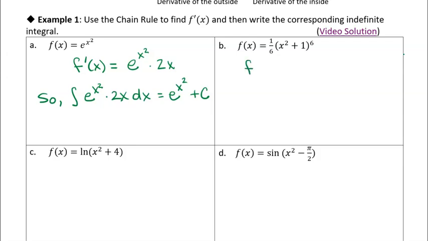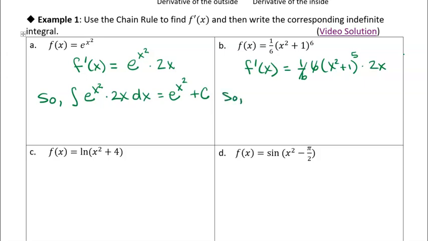And now this one, I can see that the inside function is x squared plus 1. And outside of that, I have 1/6 times the power function, right? So I'm going to hang on to this 1/6, and then I'm going to take the derivative of the outside function. So that's going to give me, bring down the 6, and then we'll have x squared plus 1 to the 5th, right? So I took the derivative of the outside function, that power function, and now I'm going to multiply times the derivative of the inside function, which is 2x. Okay, now this cancels, right? 1/6 times 6, that's just 1.